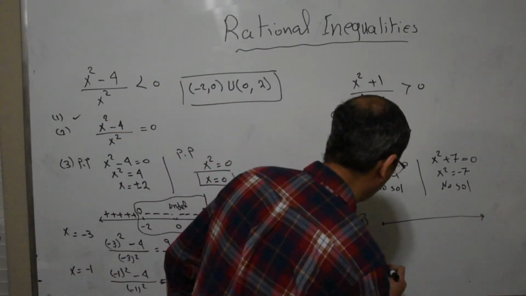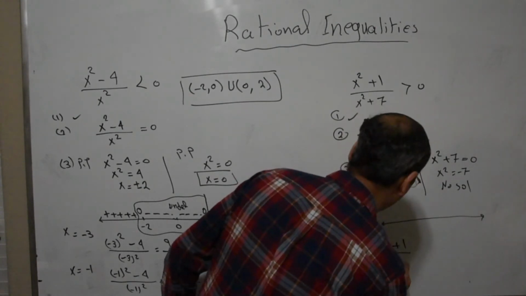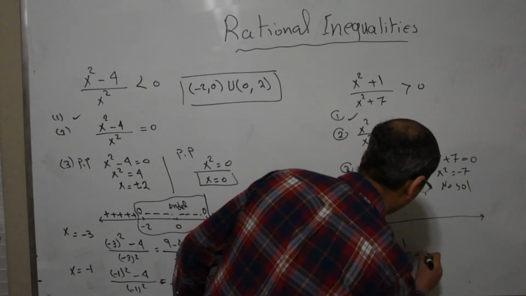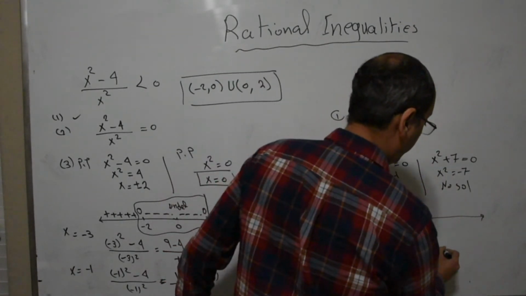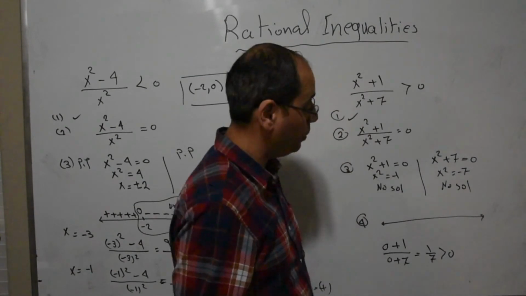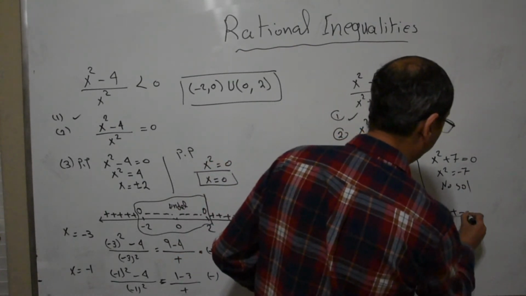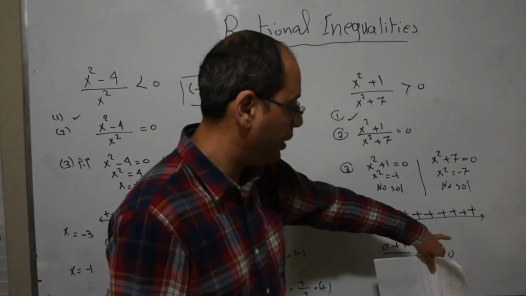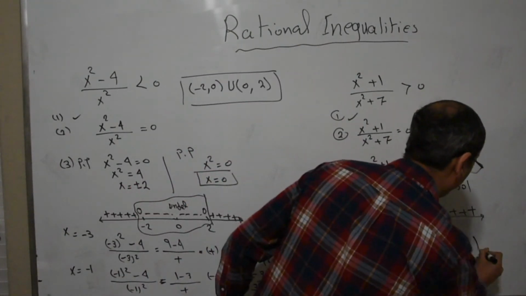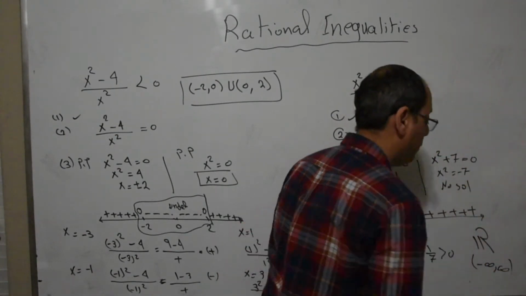Okay. So 0 plus 1 over 0 plus 7. I got 1/7. Okay, and I want it to be greater than 0. And it's greater than 0, so it's correct. So everything here is positive. And what's the solution? From negative infinity to infinity, or all real numbers.